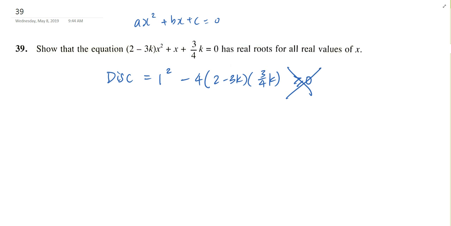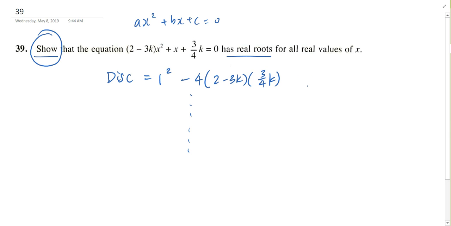No. Okay, all of you listen carefully. The question says, show that it has real roots for all real values of x. Understand that, right? So eventually, I want to find my discriminant, and I want to show that it is greater than or equal to 0. When I put the greater than or equal to 0 at my first line, I am already telling the marker my discriminant is greater than or equal to 0. Do I know that? No. You don't know yet. That's why you are supposed to show it. Therefore, we cannot have this over here.